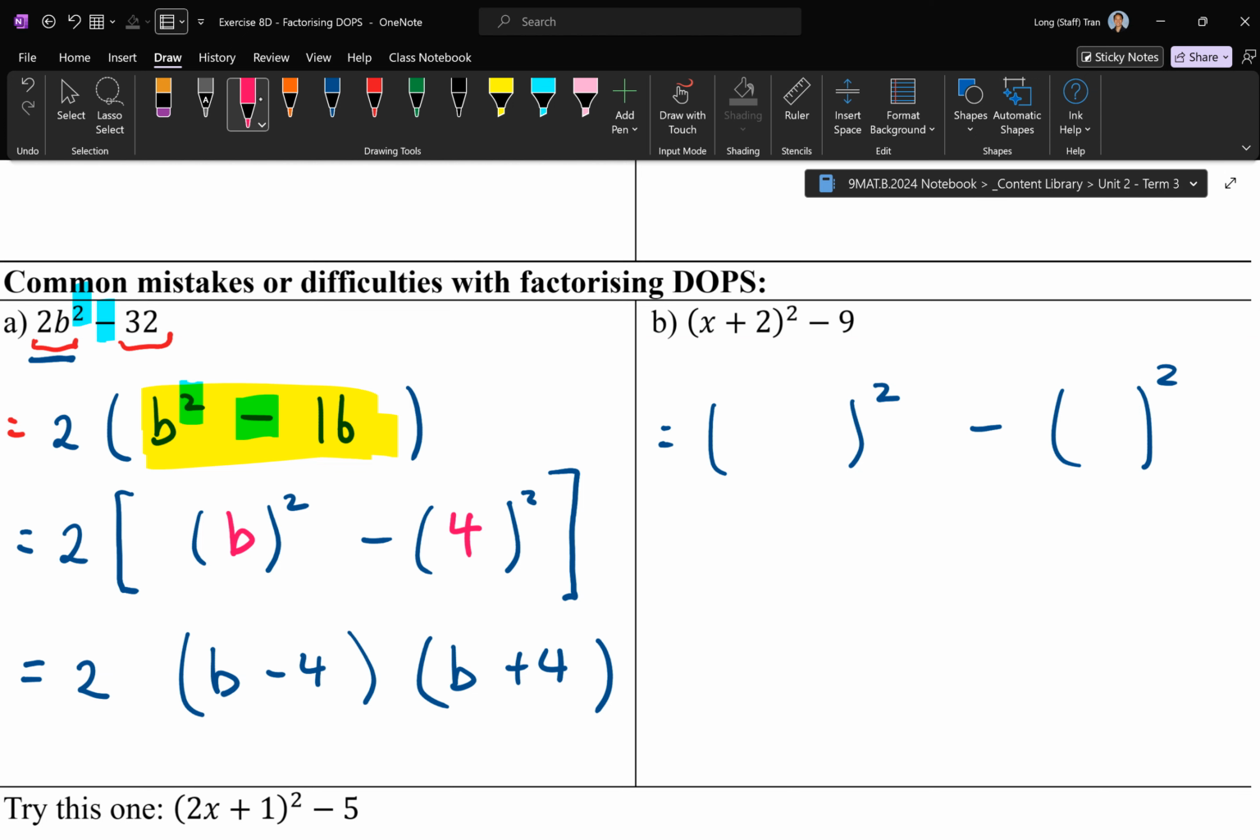And the reason why I say this is actually easy is because have you noticed the first bracket? It's already something squared. You don't have to do anything. It's already in a bracket squared for you. So the answer is still x plus 2. You didn't have to do anything. The only thing you had to change was the 9. So 9, square of what will give you 9? And we know so far it's 3.